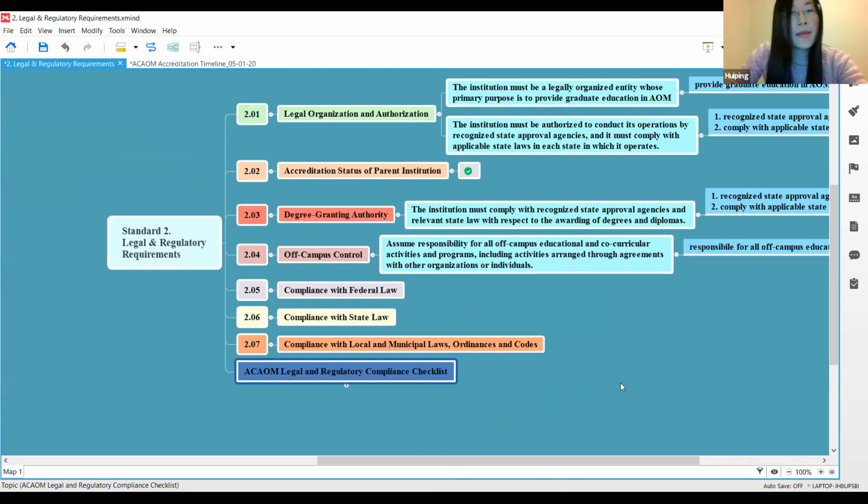So you can see that for Standard 2, legal and regulatory requirements, we have 7 criteria and a very detailed checklist to follow. And there are a lot of policy documents to work on. Okay, thank you.